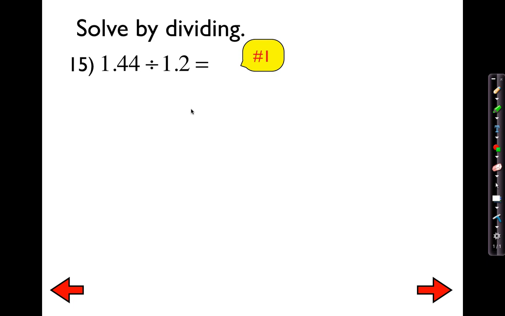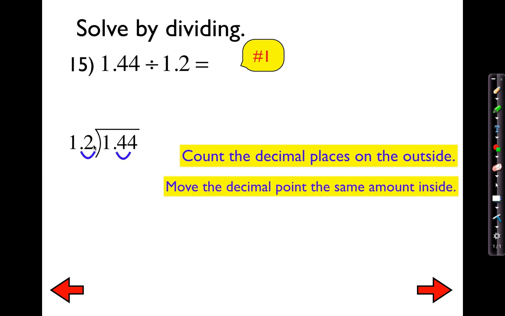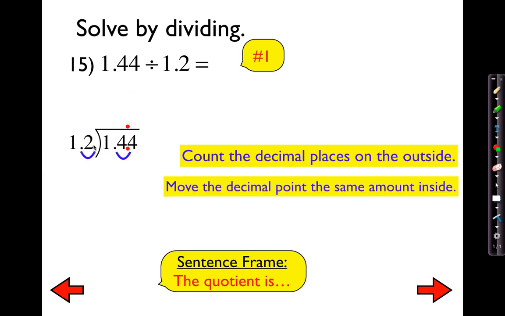Okay, so with number 15, hopefully you went ahead and moved the decimal so that you are dividing by a whole number, moving it 1 decimal place to the right, doing the same on the inside, which is going to leave you, once you divide, 1 2/10. So it did go in evenly.